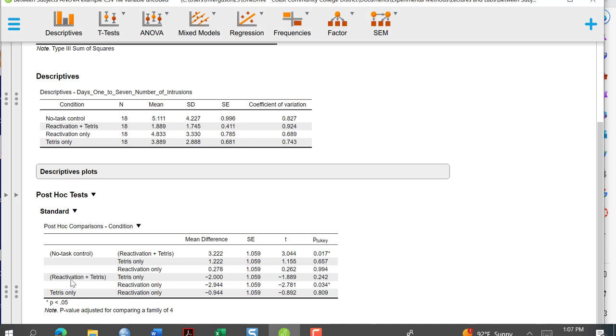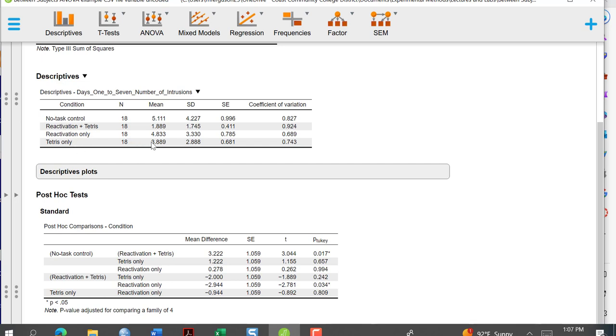Here, we're comparing reactivation plus Tetris to the other two groups, Tetris only and reactivation only. If we come over here, I just want to point out, these are the mean differences. These are not the means you report. The means you report are in the descriptive tables. This is just telling you the mean difference. So we come over here, we can see that only this one is significant, so that's reactivation only. So reactivation plus Tetris is significantly different from reactivation only. That means that reactivation plus Tetris recalled significantly fewer intrusions on day 1 to 7 than reactivation only, but not compared to the Tetris only.